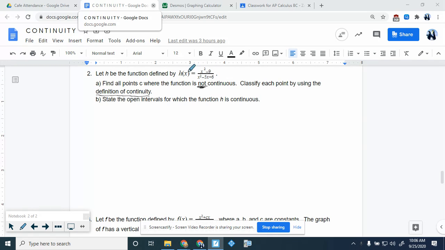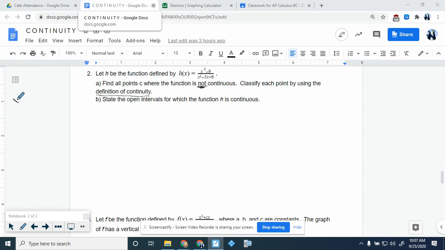H is a rational function. Why is it a rational function? Because it's specifically a polynomial divided by a polynomial. What do you know about polynomials? You know that polynomials are continuous everywhere. So there was a theorem that said if you divide two continuous functions, you will also get a continuous function except for values that make the denominator zero. So that's how we have to start this problem.